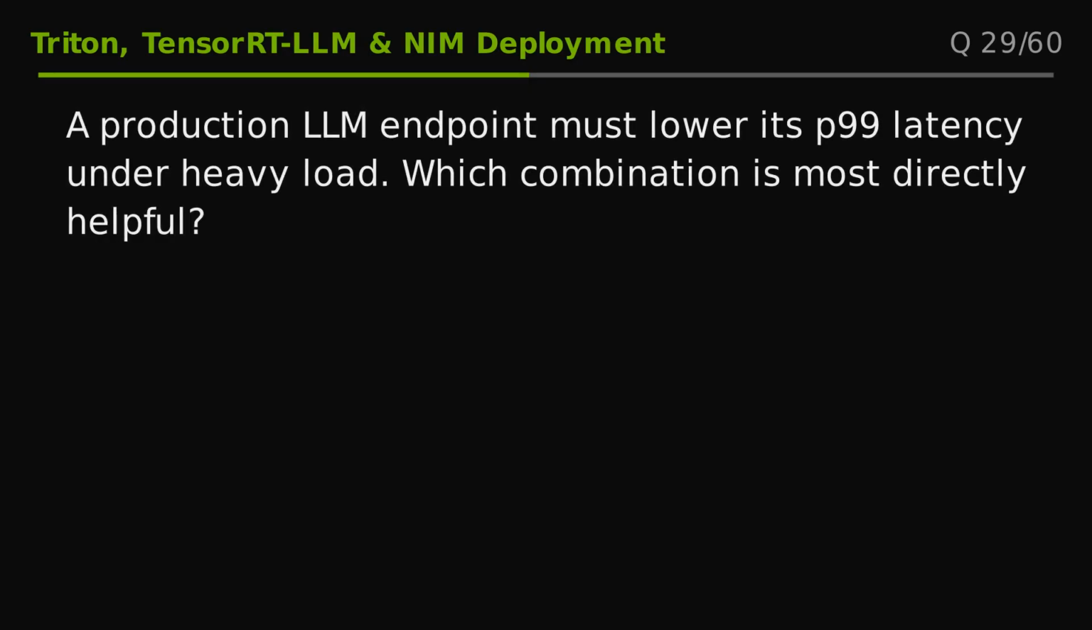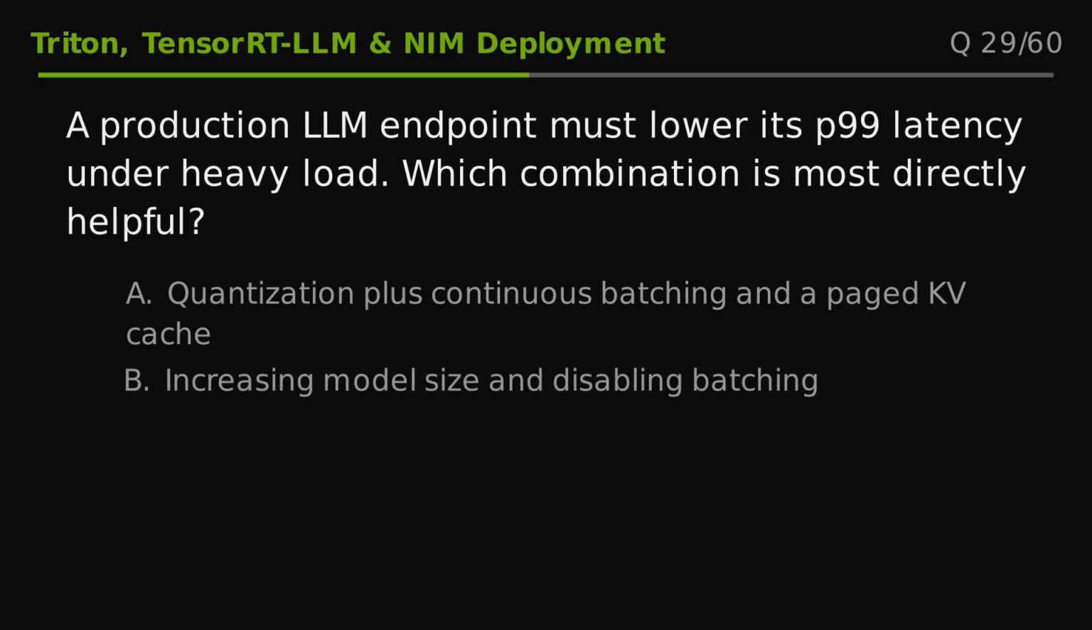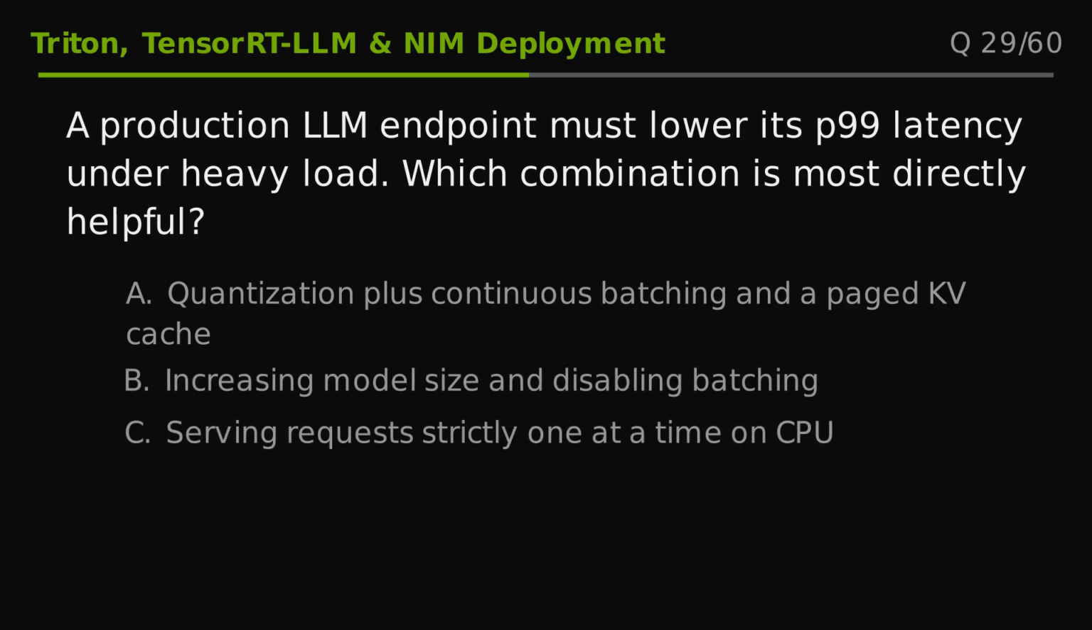Question 29. A production LLM endpoint must lower its P99 latency under heavy load. Which combination is most directly helpful? Option A. Quantization plus continuous batching and a paged KV cache. Option B. Increasing model size and disabling batching. Option C. Serving requests strictly one at a time on one GPU. Option D. Removing the inference server entirely.